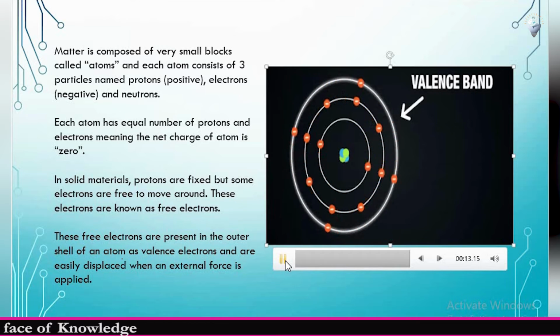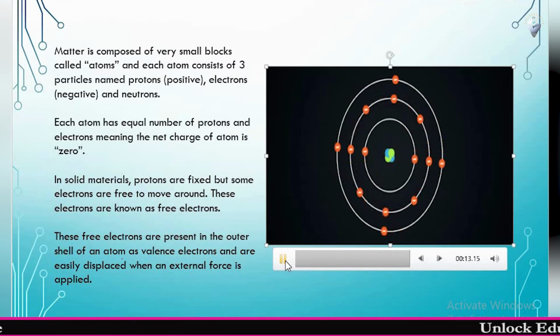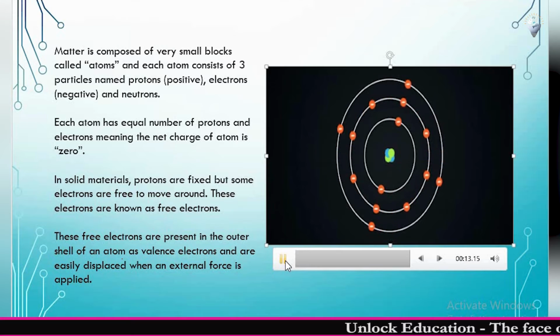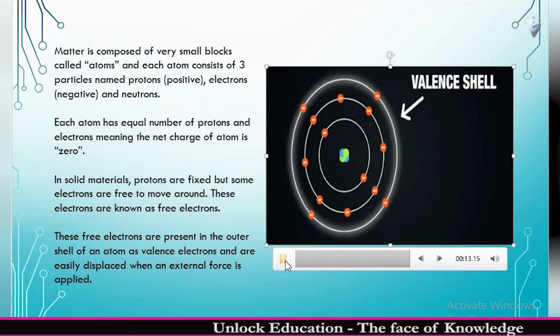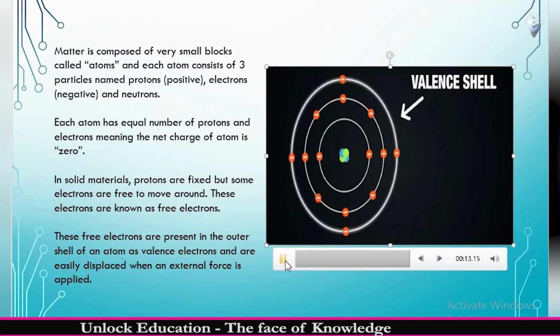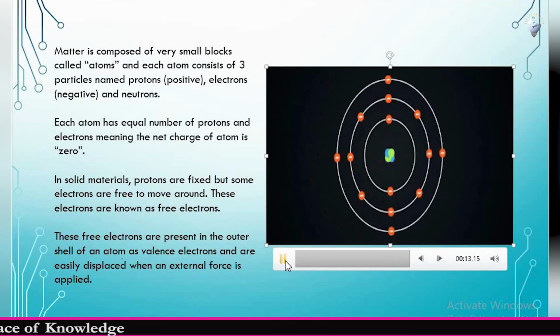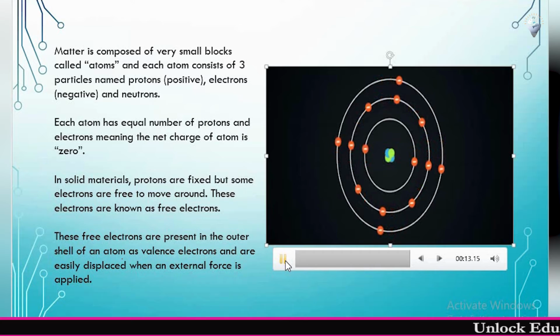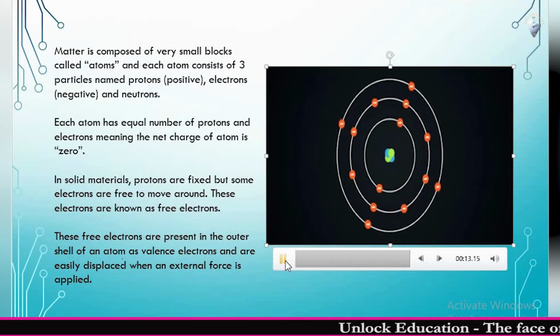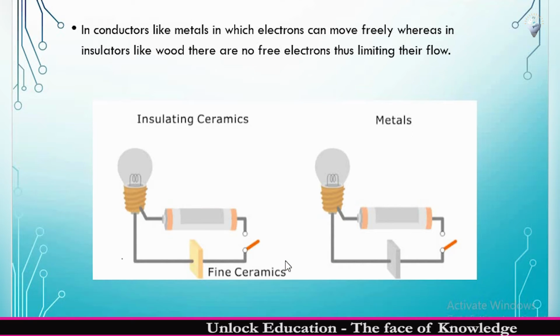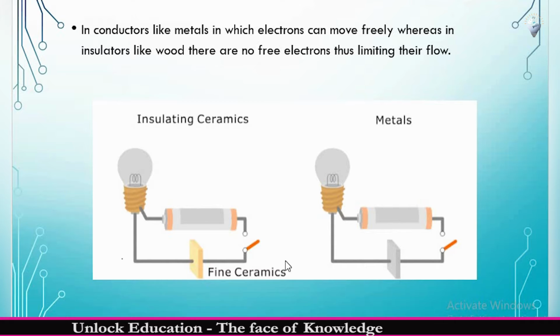Now, free electrons can be defined as the electrons present in the outer shell of an atom as valence electrons and which can be easily displaced when an external force is applied on them. These electrons are known as free electrons. How freely the electrons move depends upon the material we are using.